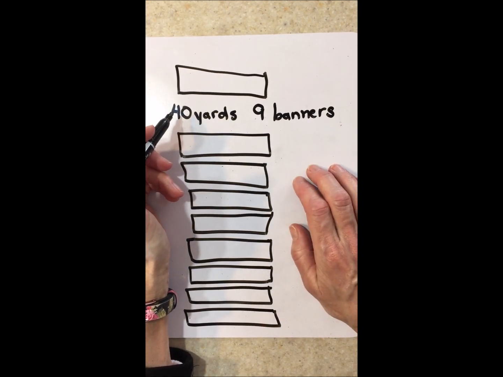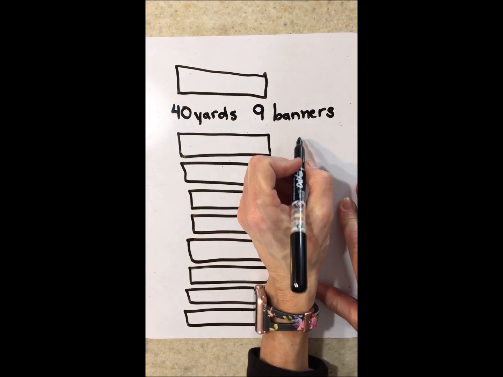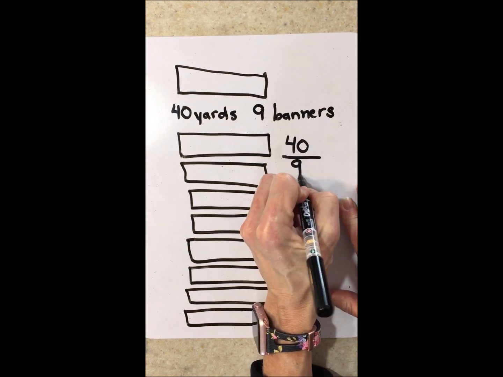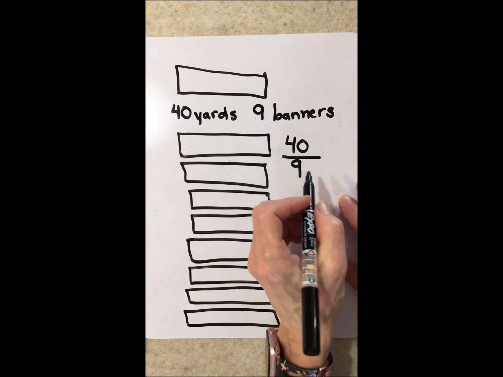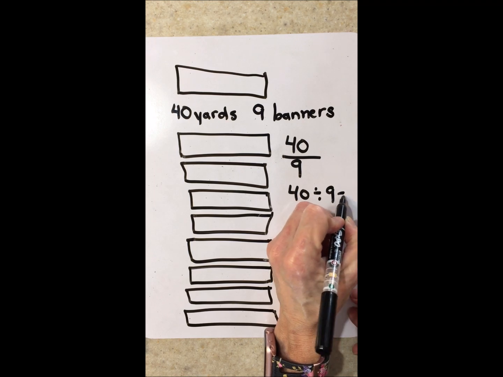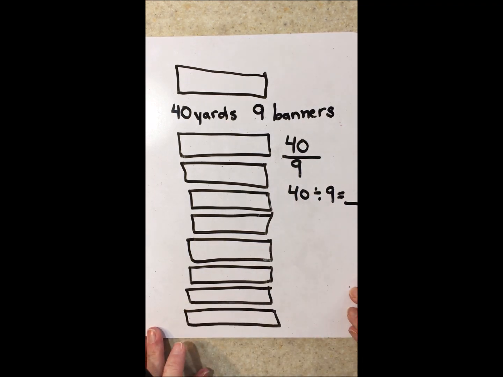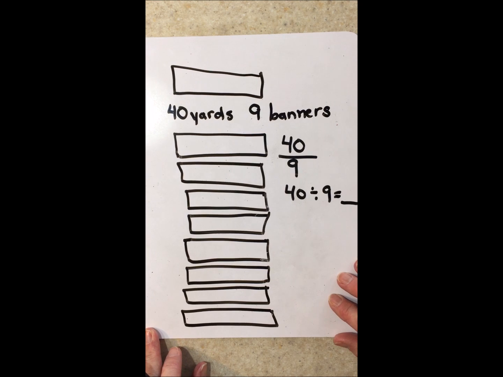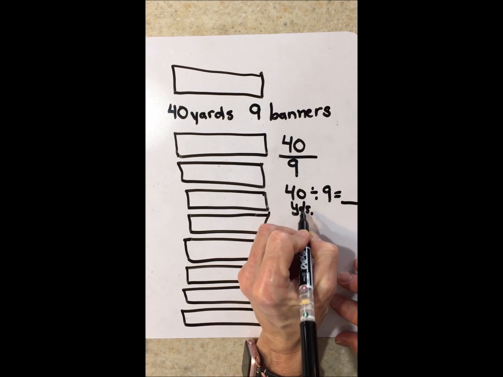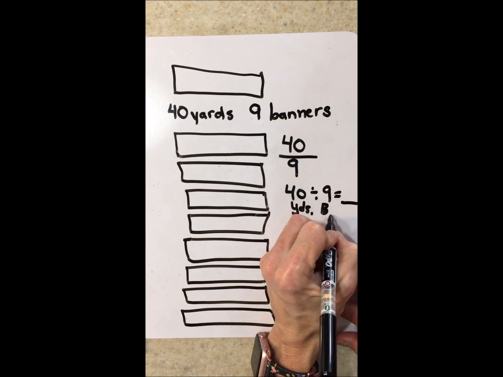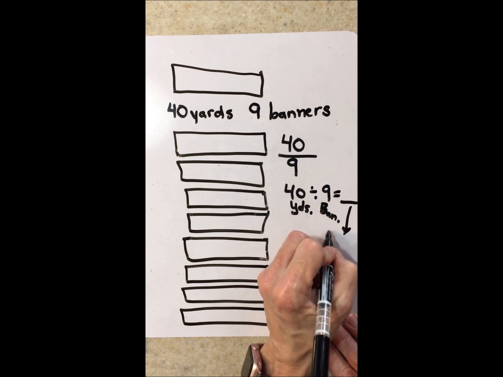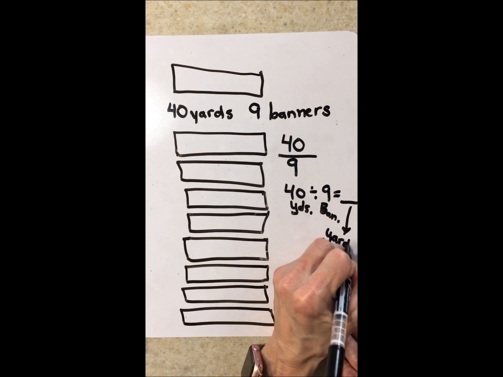So, the fraction would look like this, 40 divided by 9, because that's what fractions mean. If you wrote it sideways, it would be 40 divided by 9 banners equals how many yards per banner? This is yards, our YDS, and we'll say B for banners. I'll just put that. And we're trying to find out how many yards per banner, yards of fabric.